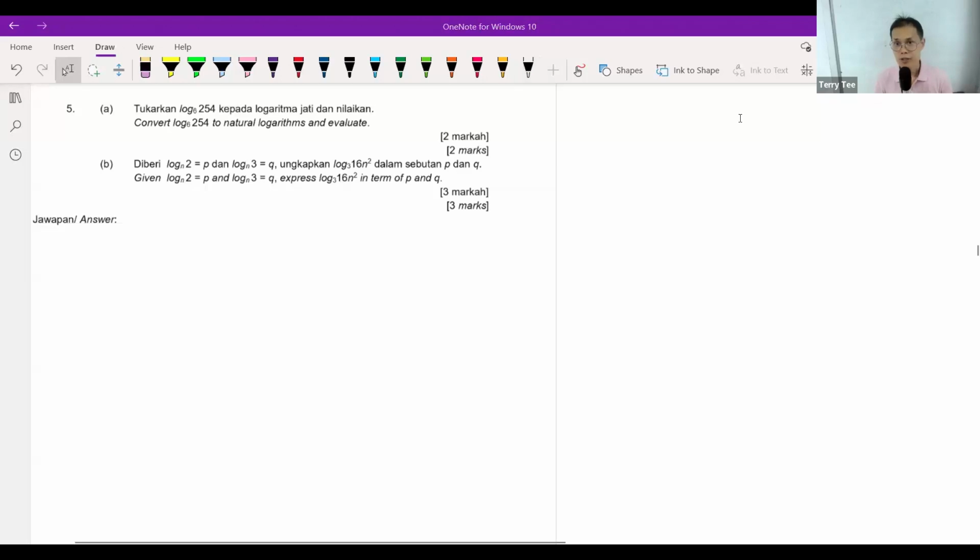Okay, question number 5. This is from Form 4, Chapter 4, Indices and Logarithm. So let's begin. So the first part, they say convert this log base 6 of 254 to natural logarithm and evaluate. So here we're going to use the formula for changing base. In case you don't remember, this is log base a of b. You can introduce a new logarithm with a new base. The base can be c and c. b stays on top, a stays down. This formula is given in exam.